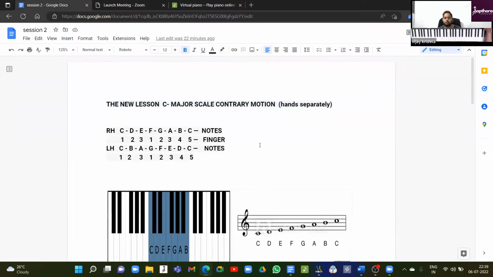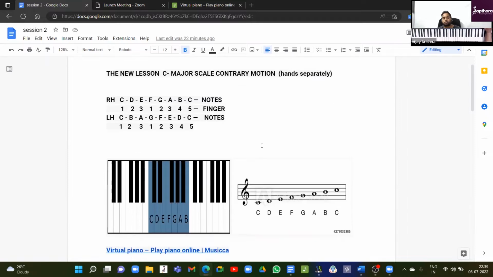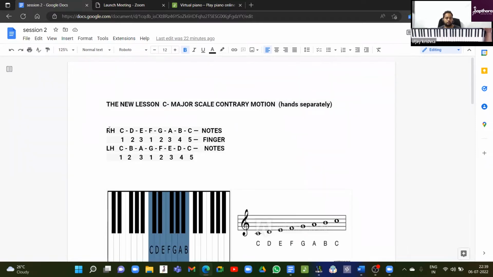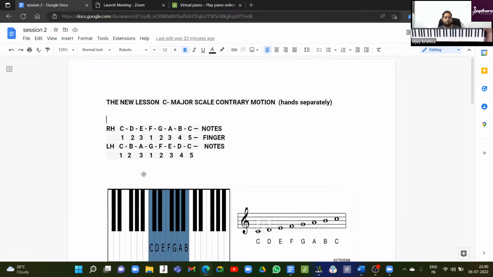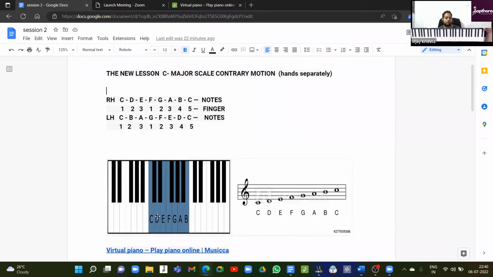Once we go to the keyboard, I'll show you what the contrary motion is. So here when you come down, this is the RH and this is the LH. RH is the right hand and LH is the left hand. Here are the letters for the C major scale notes.